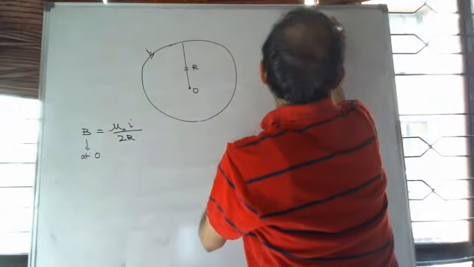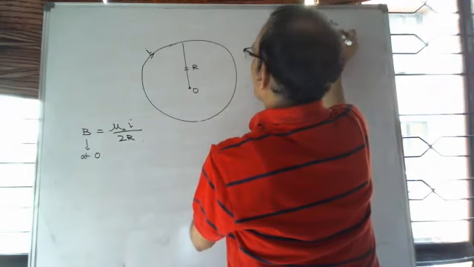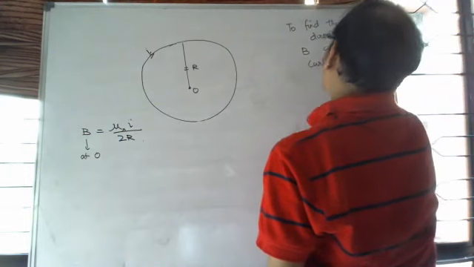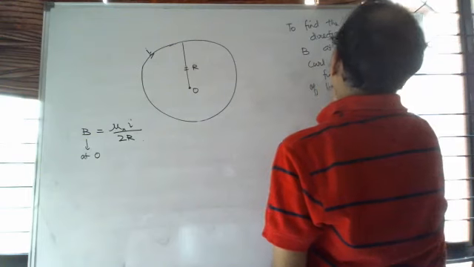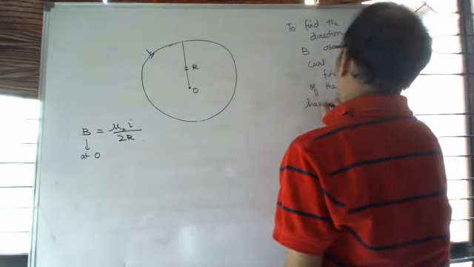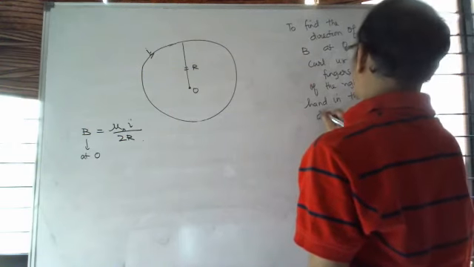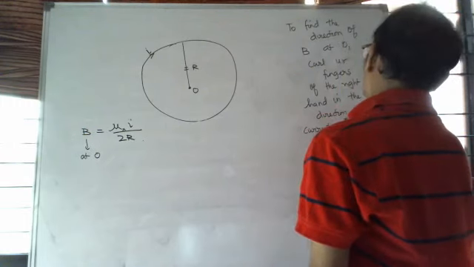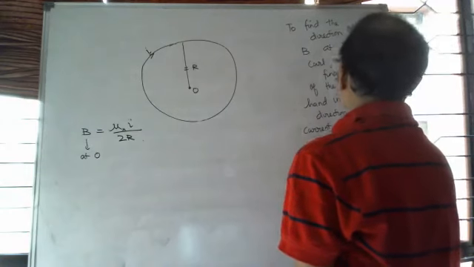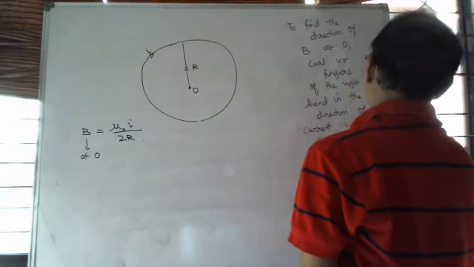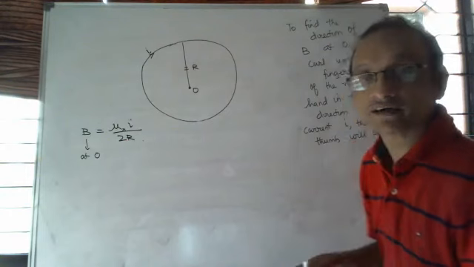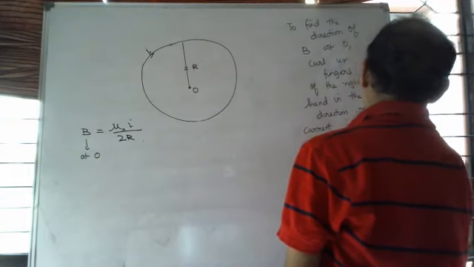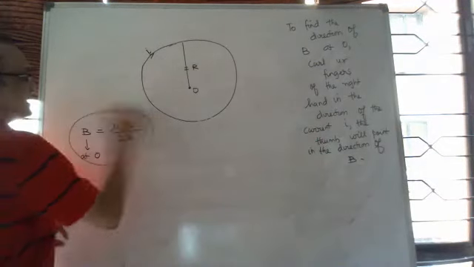To find the direction of B at O, curl the fingers of the right hand in the direction of the current I, and the thumb will point in the direction of the field. Jis hand ko curl karoge, usi ka thumb dekhoge, theek hai? So B ka magnitude to ye ho jayega at the center, mu naught I by 2 r, right?